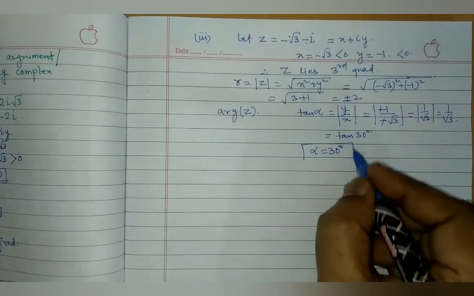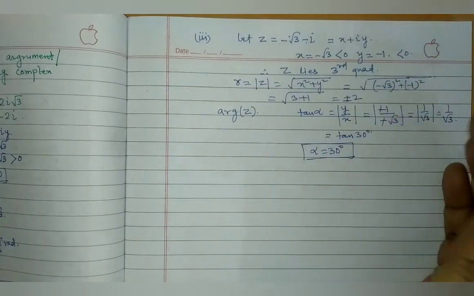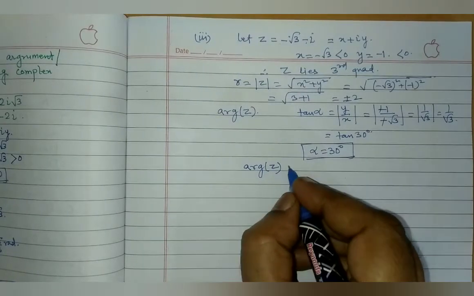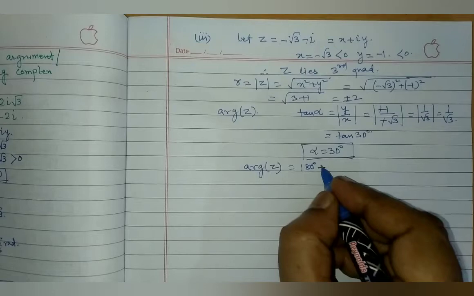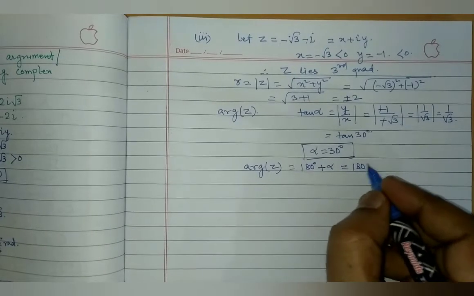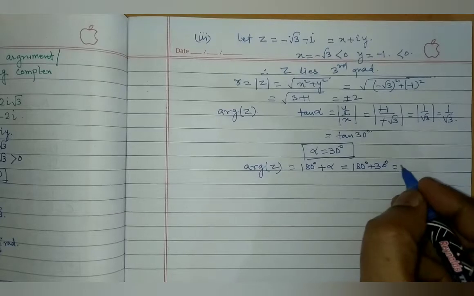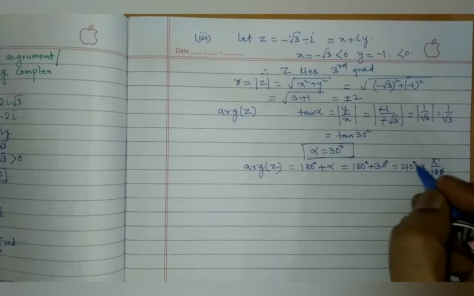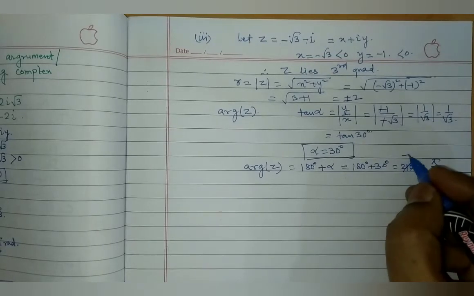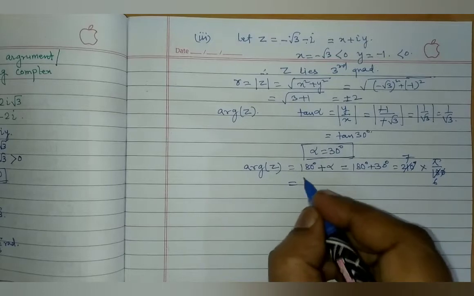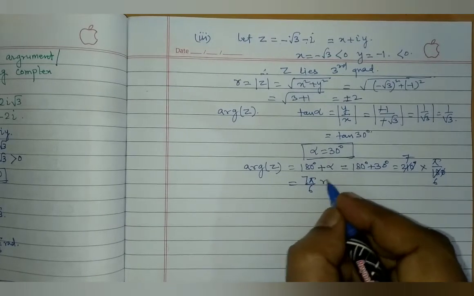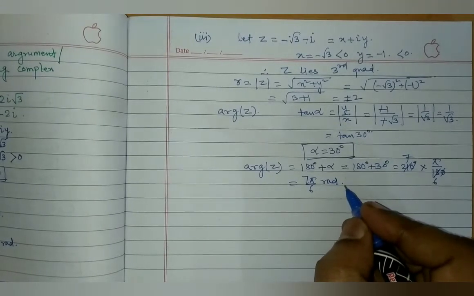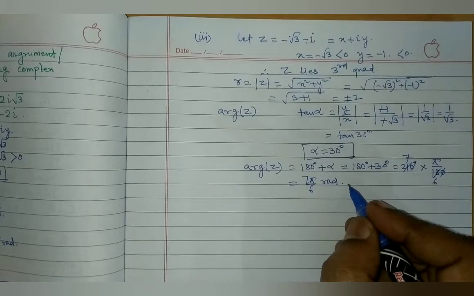But this complex number lies in the third quadrant. Therefore argument of z is equal to 180 degree plus alpha. It means 180 degree plus 30 degree, this is equal to 210 degree into pi by 180. 0 will cancel, 3 7 times, 3 6 times, so it is equal to 7 pi by 6 radian. So this is the answer in the third quadrant.